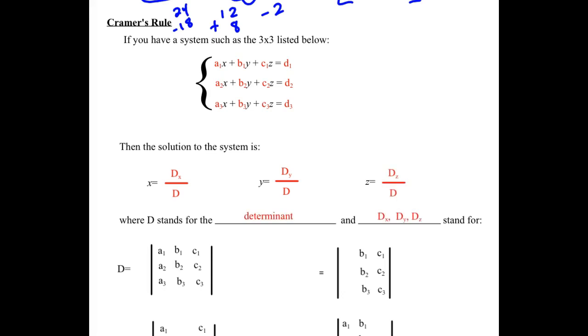All right, so the D stands for determinant. We are finding the determinant of our X matrix and dividing by the determinant of the coefficient matrix. Then for Y, we're taking the determinant of our Y matrix divided by the determinant of the coefficient matrix. And for Z, the determinant of our Z matrix divided by the determinant of the coefficients.